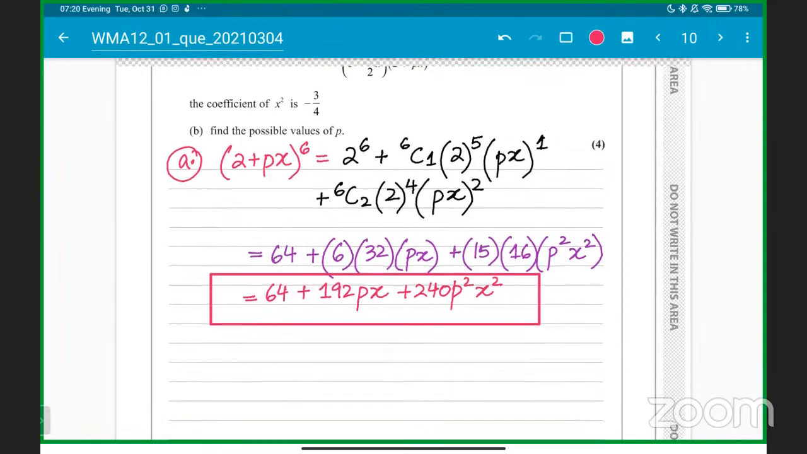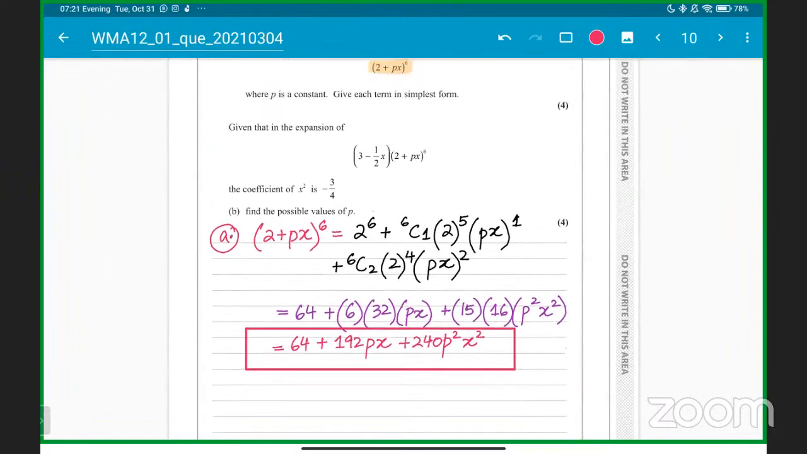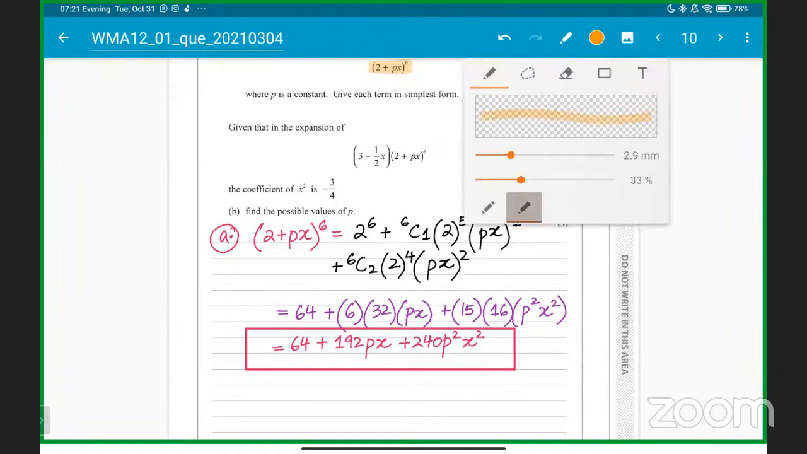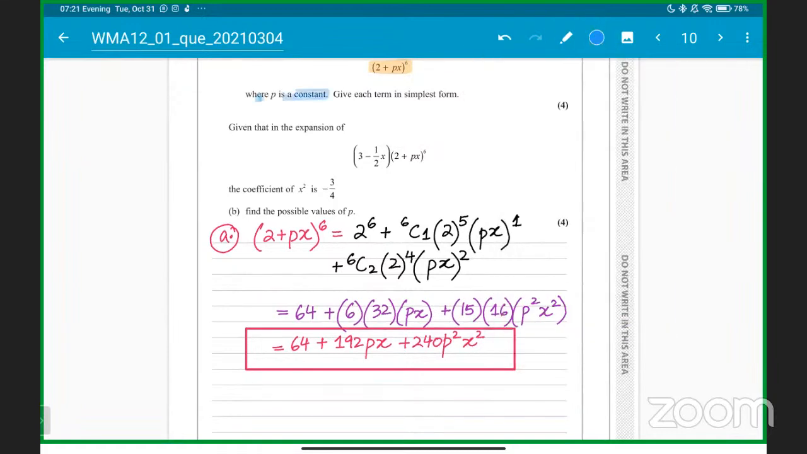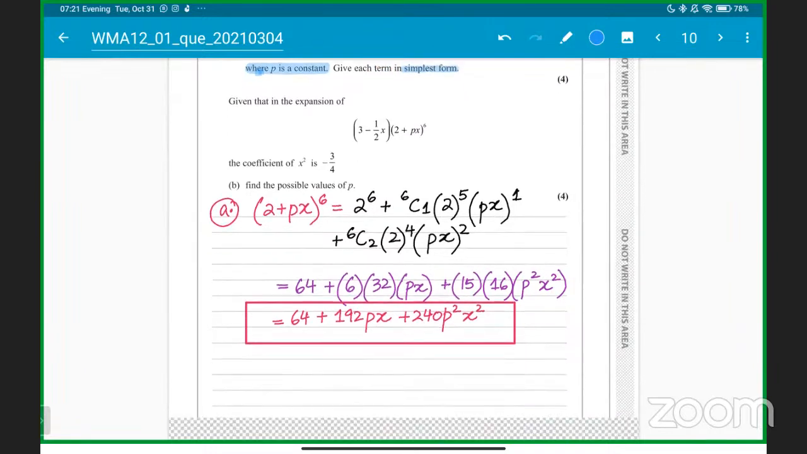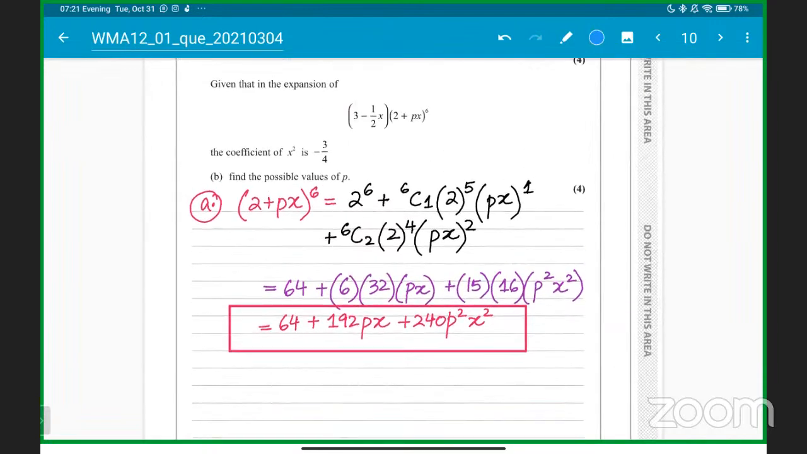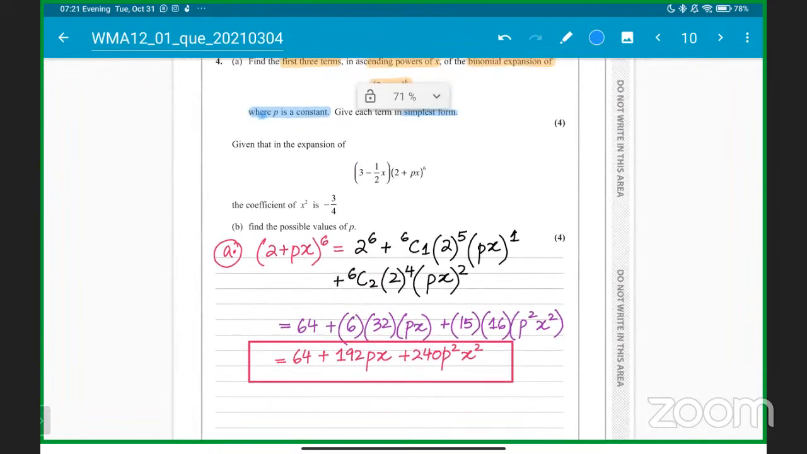So here we go. In terms of p, we have found 64. A lot of questions will ask you to find things in terms of this. Where p is a constant, give each term in its simplest form. So we have done it in simplest form: 64 plus 192 px plus 240 p square x square. Now comes the important part. Usually part B is the most important, which you have to practice.